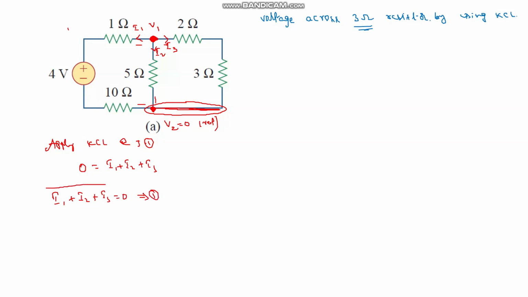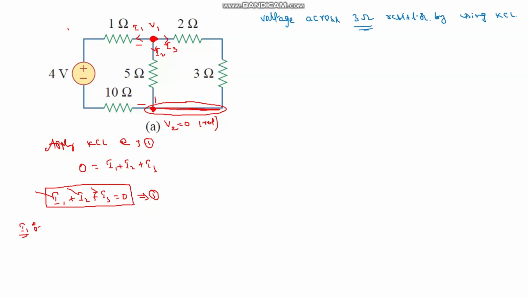After writing the KCL equation at the junction, we have to identify expressions for I1, I2, I3 in terms of junction voltages. Now the target is I1.